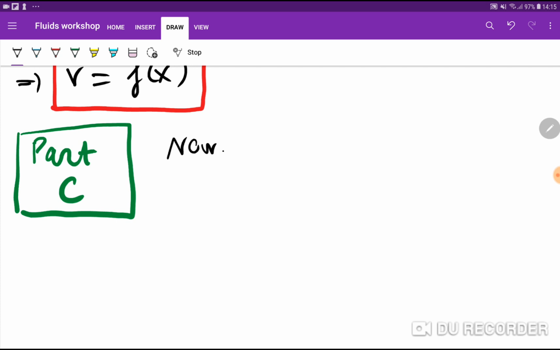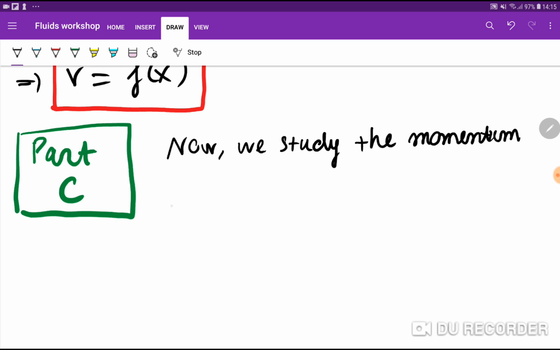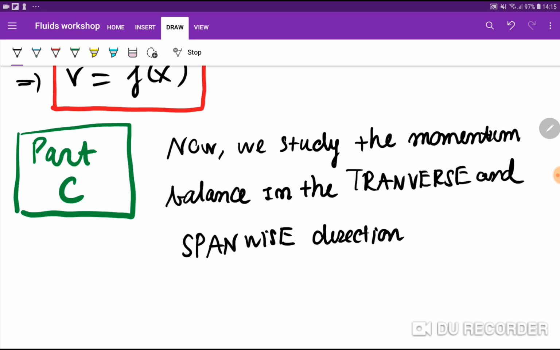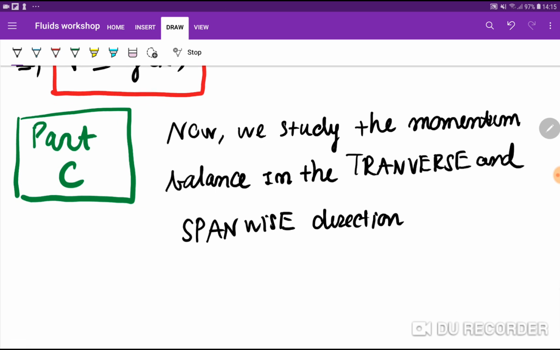So now we study the momentum balance in the transverse and spanwise direction. Okay, let's go ahead and see where we can get those momentum balance equations.